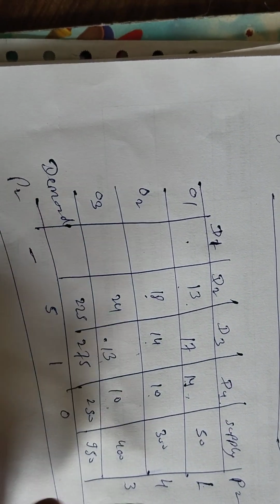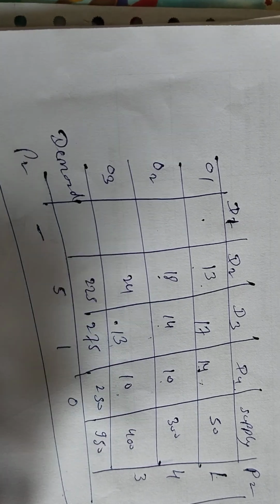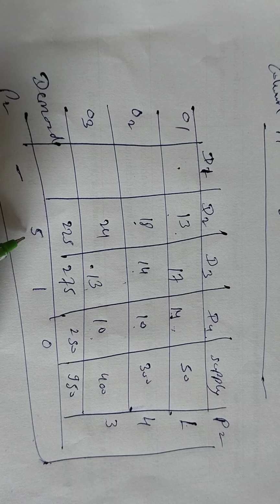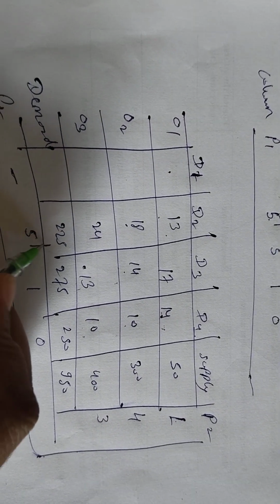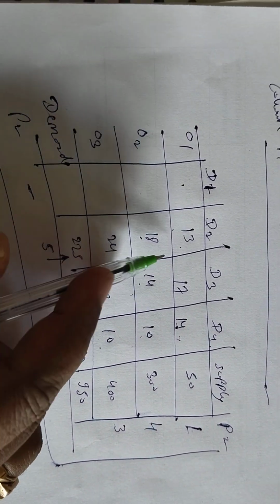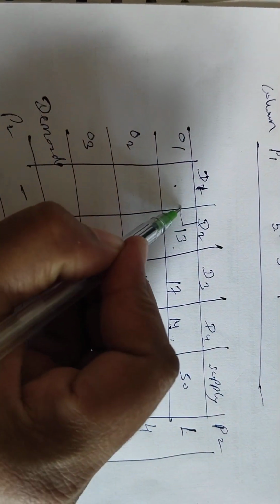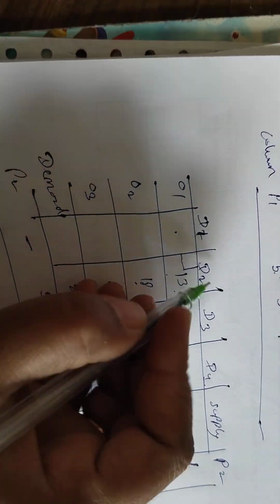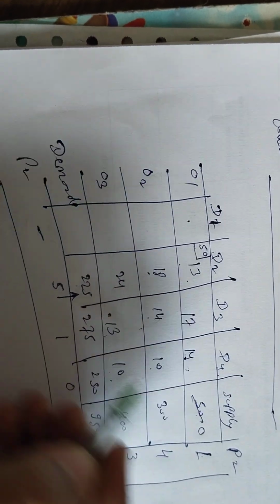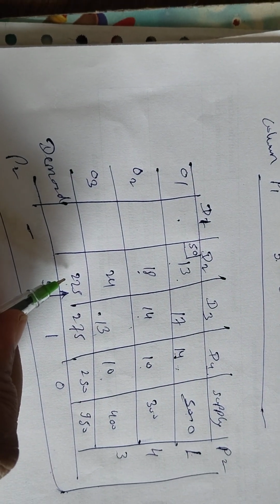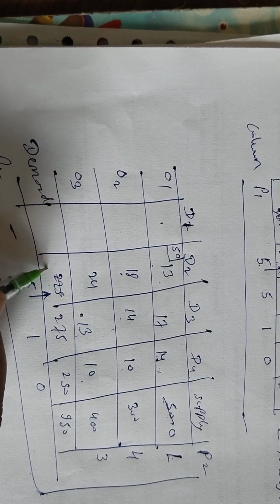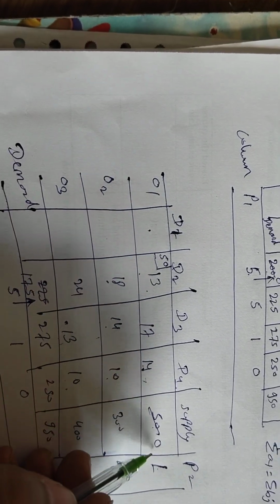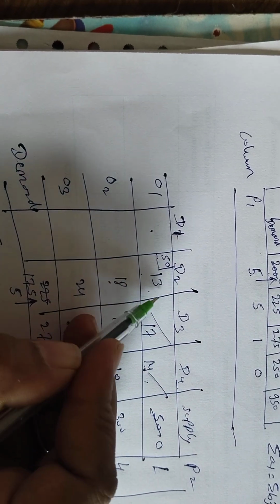Right. After that, find the highest value present in the penalty rows as well as columns. Throughout this row and column, the highest value is 5. Select this column. In this column, the least element is 13. So start the allocation from that cell. Here the demand is 225 and the supply is 50. So 50 is supplied here, nothing is left. So 225 minus 50 gives you 175. The remaining is 175 here. Since the supply is fulfilled for this row, delete this row.